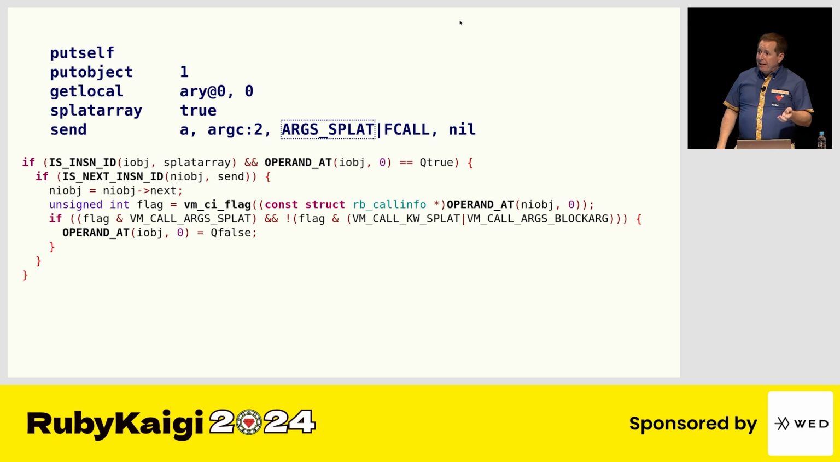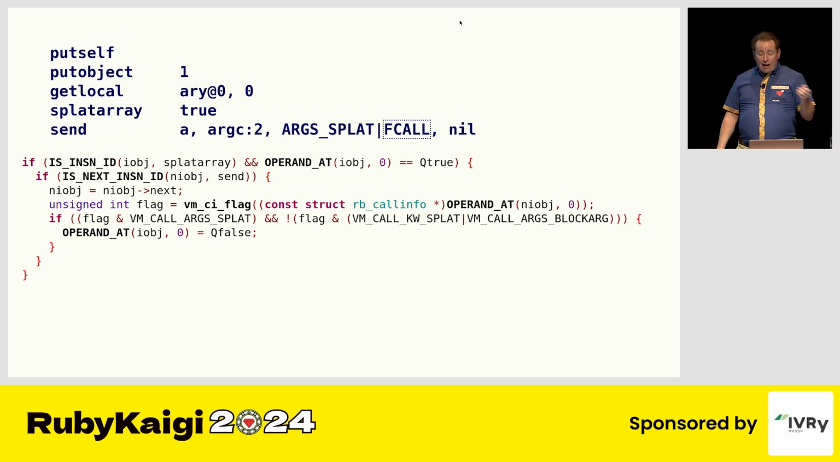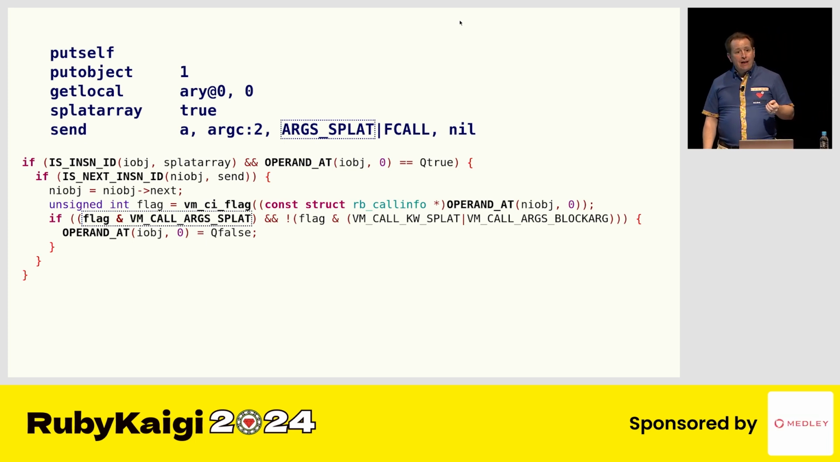Arg splat means the method call uses a positional argument splat. Fcall means the method call does not have an explicit receiver or the explicit receiver itself. Send instructions with the fcall flag are allowed to call private methods. We're looking for instructions that have the args splat call info flag, so the optimizer code checks for that flag.